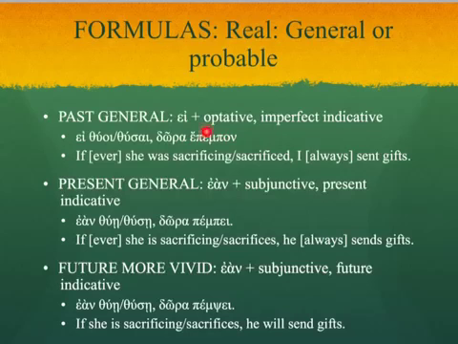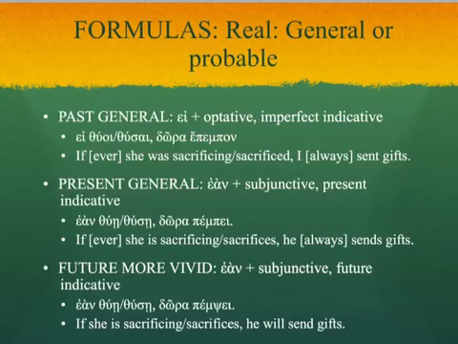The tense of the optative, remember, only indicates aspect. So the difference between thuoi, the present optative, and thusai, the aorist optative, is simply the aspect. Okay, so if ever she was sacrificing, if you've got a present optative, if ever she sacrificed, if you have an aorist optative, I always sent gifts. Okay, that's a recurring truth in the past.